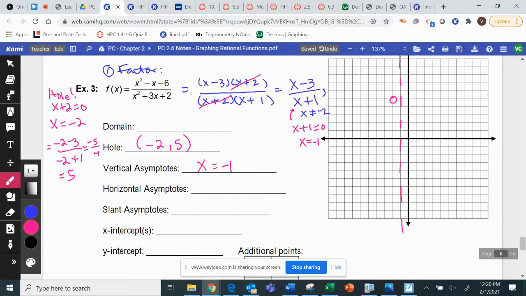And so our domain is going to start at negative infinity, and we're going to go all the way until we get to -2, and it's going to skip over -2. Then we're going to start at -2 again and go to -1 while it skips over -1. Then we're going to start at -1 and go to positive infinity. So that hole and that asymptote are both places not in the domain.